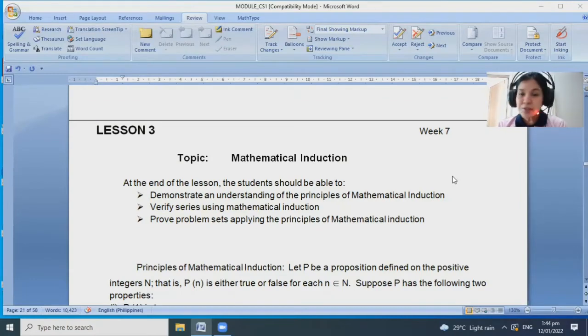Lesson number 3, let us talk about mathematical induction. At the end of this lesson, you will be able to demonstrate an understanding of the principles of mathematical induction, verify series using mathematical induction, and prove problem sets applying the principles of mathematical induction.